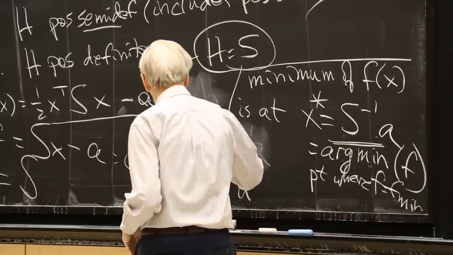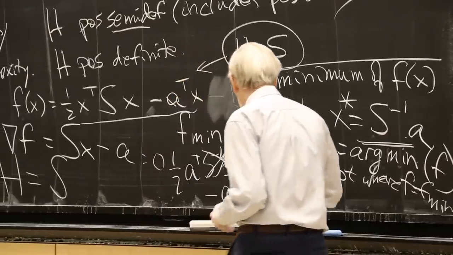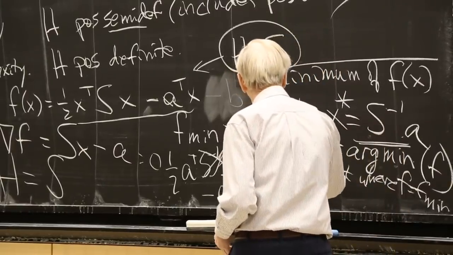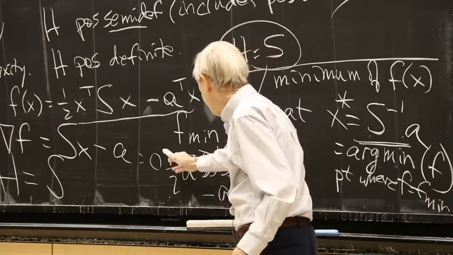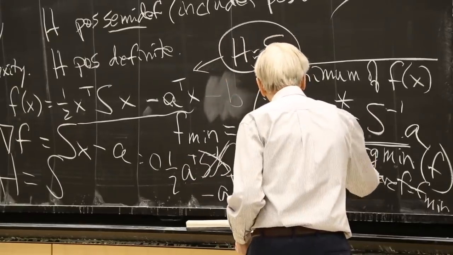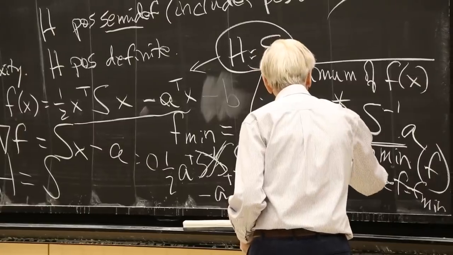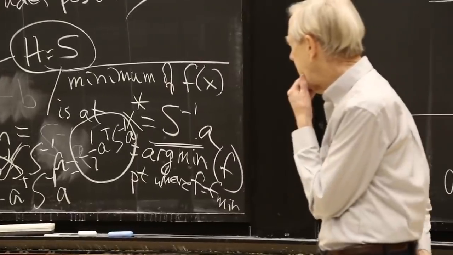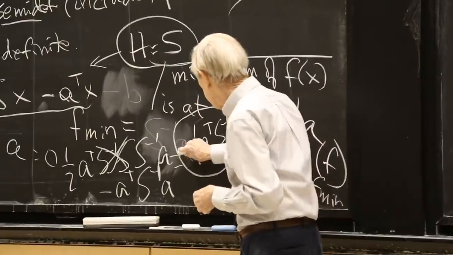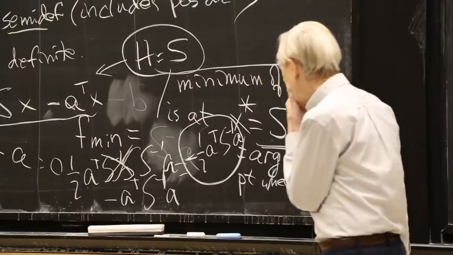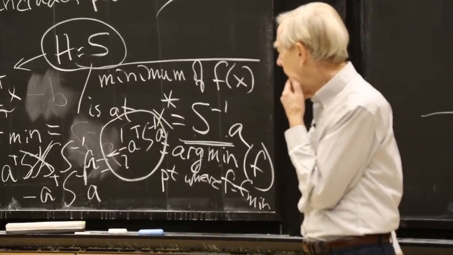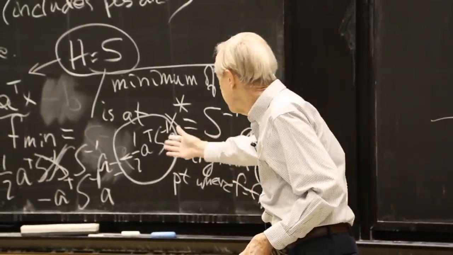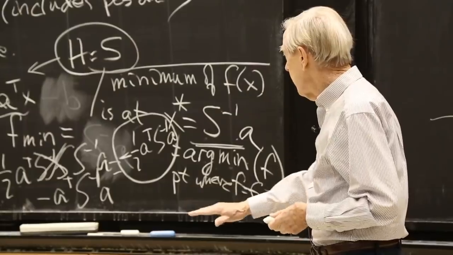Well, S inverse cancels S. So I have a half of A transpose S inverse A minus 1 of A transpose S inverse A. So I get, finally, negative a half of A transpose S inverse A. Sorry, that's not a brilliant use of the blackboard to squeeze that in there, but that's easily repeatable. Okay. Good. So that's what a quadratic bowl, a perfect quadratic problem, minimizes to, where that's its lowest level.